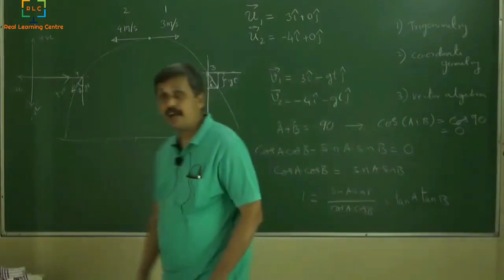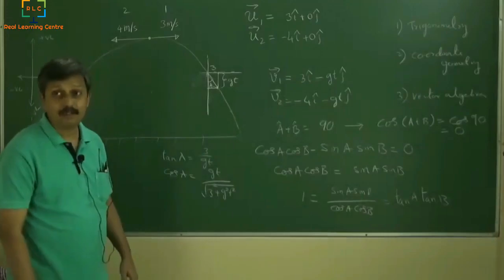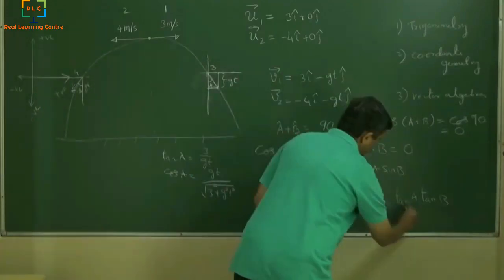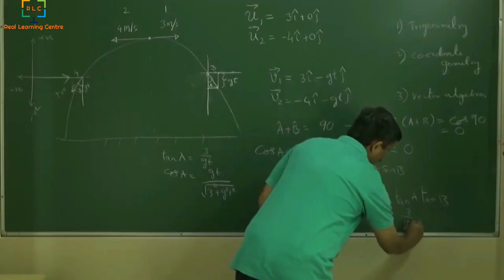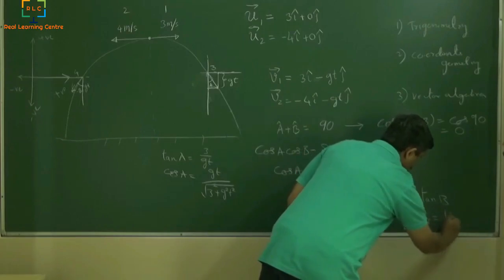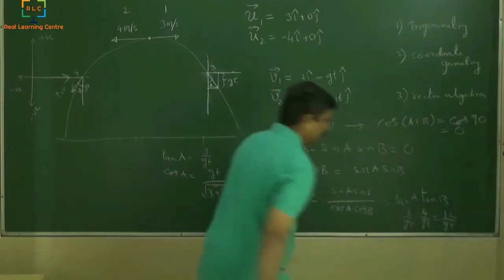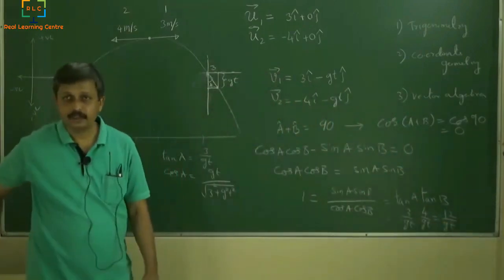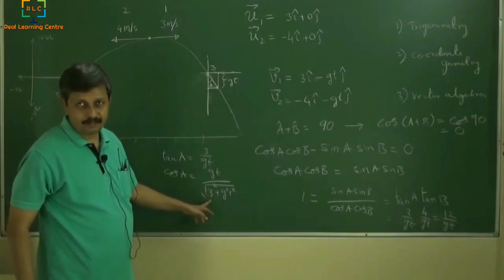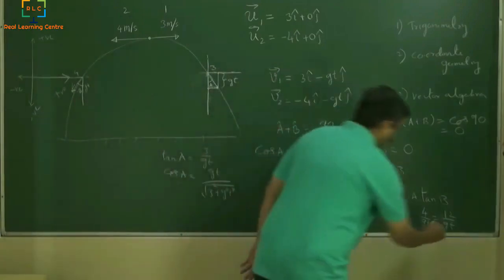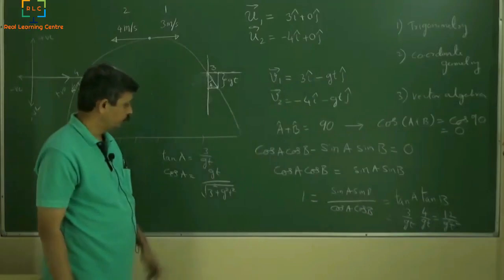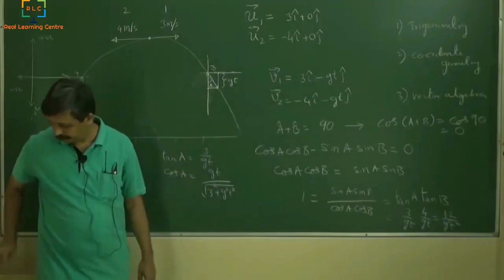Okay, now when you have tan A tan B, life gets very simple because tan A is 3 by gt and this is 4 by gt, so which is nothing but 12 by gt. Okay, so this way also if you do, you will end up with the same thing. This is basically 12 by g square t square. So this way also you will end up with the same thing.